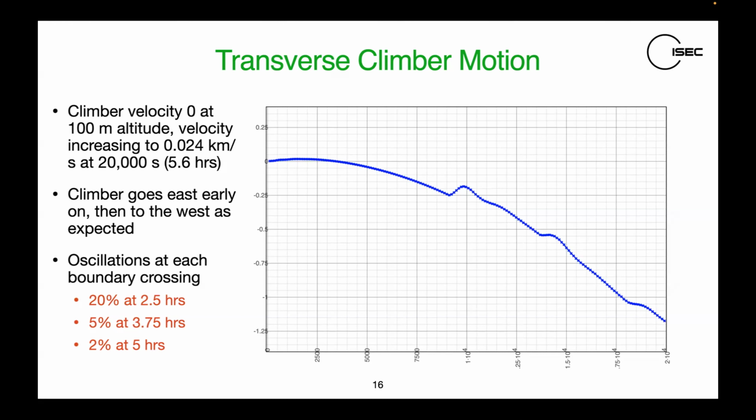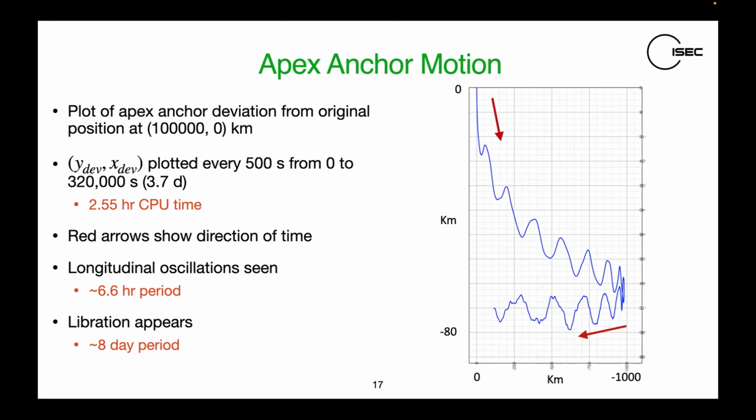My longest run yet is to look at what happens at the apex anchor as a function of time. Over here you see a plot of the x coordinate. In this case, the vertical is the x, so this is up and down, vertical, and the y coordinate is east-west.